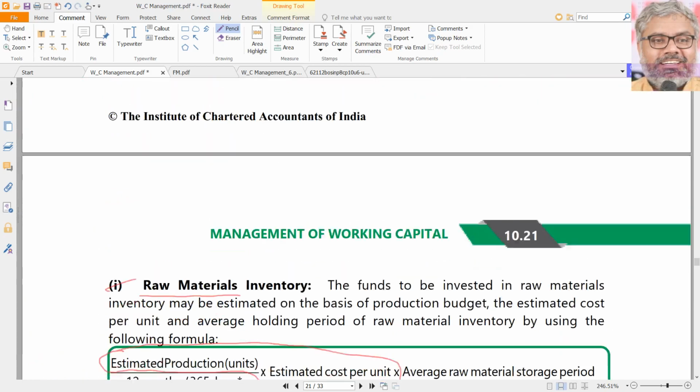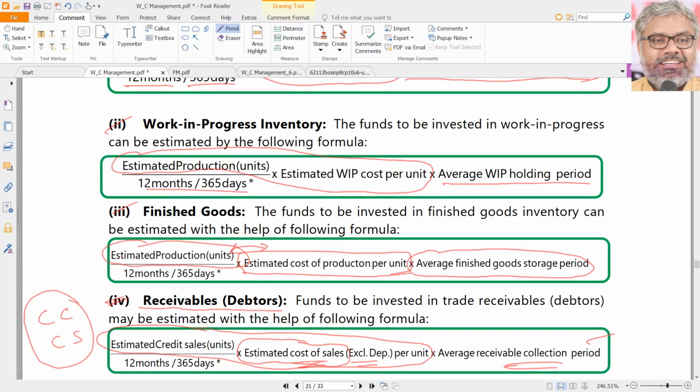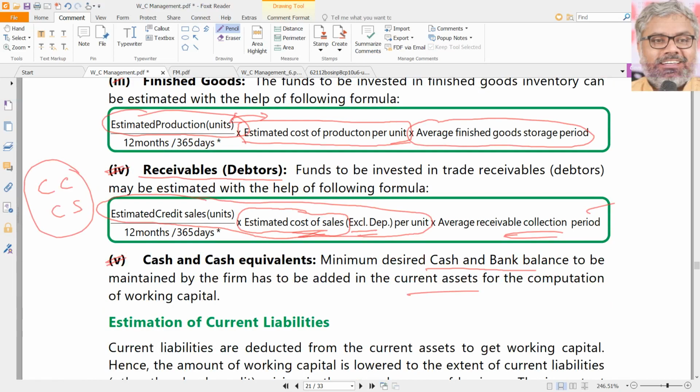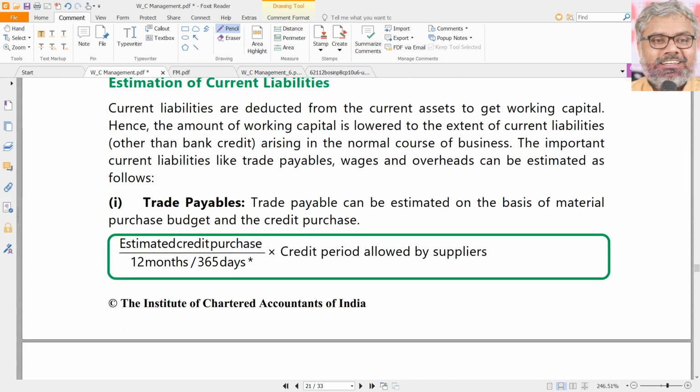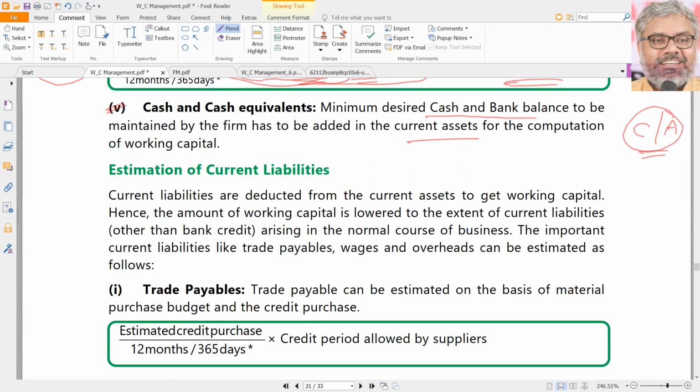So the other four we have to calculate: raw material inventory, work in progress inventory, finished goods, and receivables. All these current assets, and prepaid expenses, if any, also have to be calculated. And cash equivalents will be given. All of them is what? Nothing but total of current assets. Simple. When we want to know working capital, we need to know the estimated requirement of current assets. Then current liabilities will have to be deducted from that.